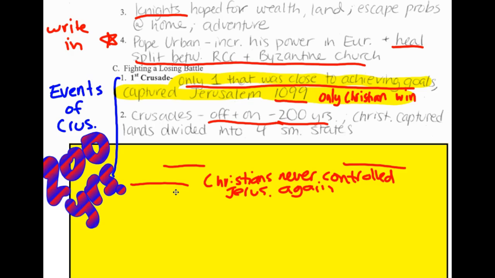You should also write down the part that says that the Crusades were off and on for 200 years. And if you look to the side, I have that written in fancier writing, and that's important to note that they weren't wars and battles that happened in a short amount of time, off and on for 200 years.